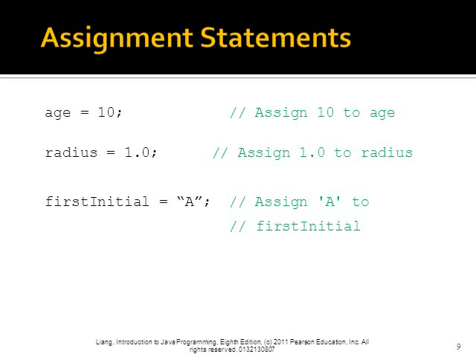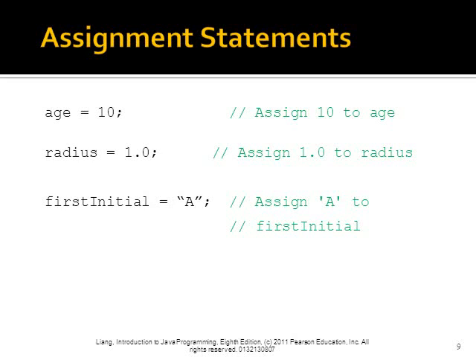As we learned last time, the equal sign is the assignment operator, and it simply means that the value on the right hand side of the equal sign will be assigned to the variable on the left hand side of the equal sign.